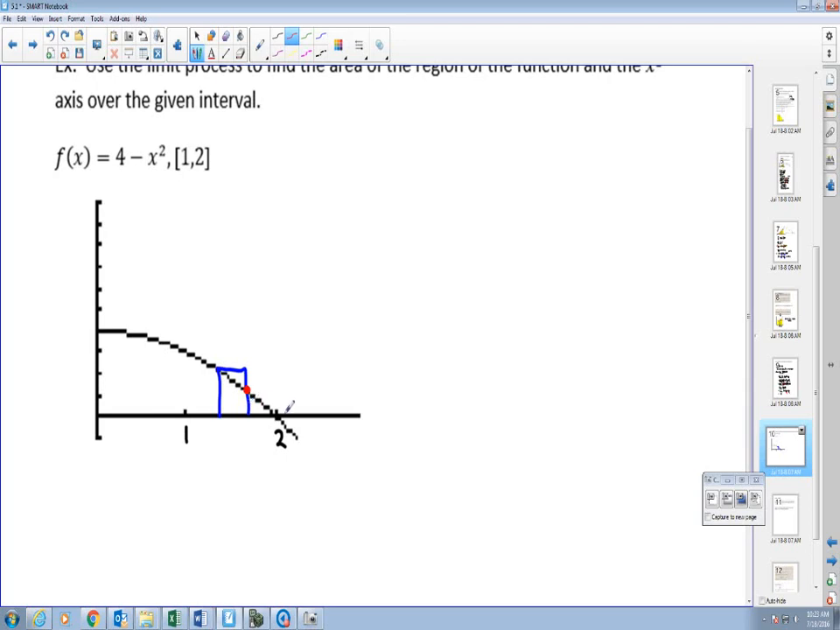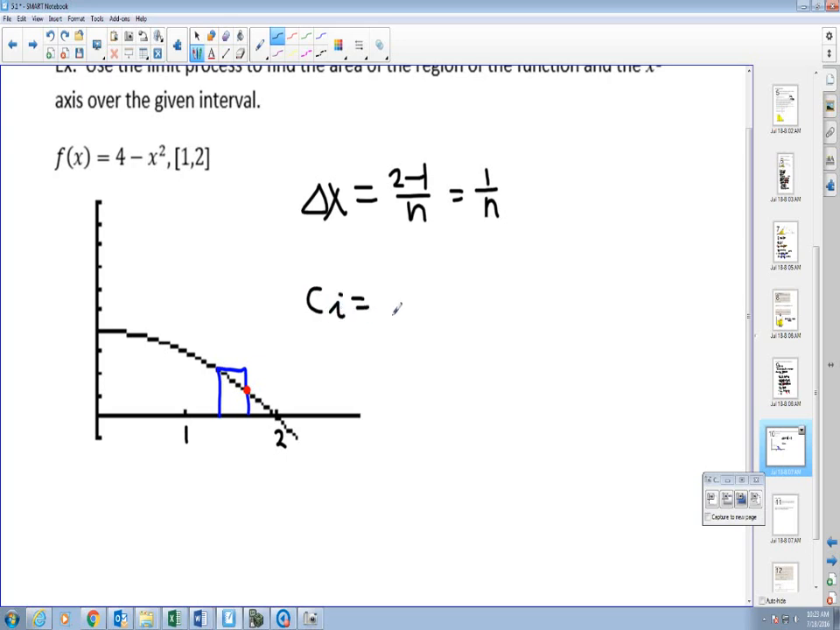What I want to show y'all is that even though the function is decreasing, I can still choose a right endpoint, because after I took the limits, the upper and lower sums will be the same regardless. So I'm going to say the width of this rectangle is b minus a over n, which is 1 over n. Choose any arbitrary x value in the ith subinterval. So let's say this is the ith subinterval.